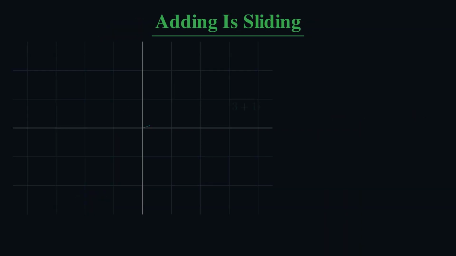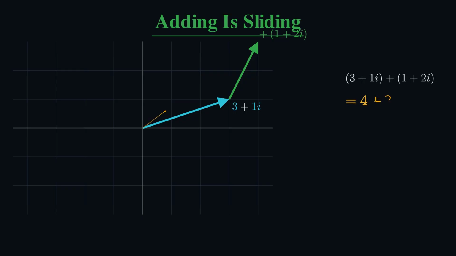Adding is the easy one. Take 3 plus 1i. Add 1 plus 2i by sliding it on, tip to tail. Real parts add, imaginary parts add. 4 plus 3i. Adding just slides one arrow along the other.